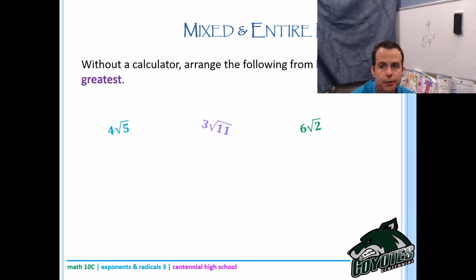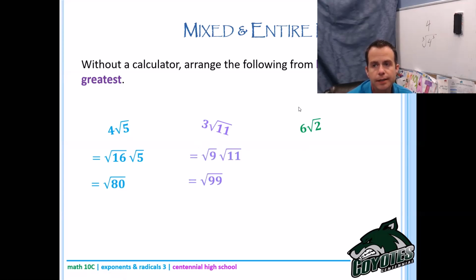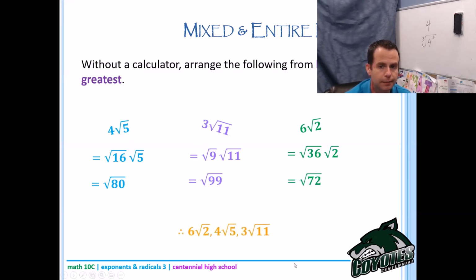So let's do that. 4 is root 16, so that's 16 times 5, which is root 80. 3 would be root 9, so that's 9 times 11, which is 99. And 6 would be root 36. 36 times 2 is 72. So now, very clearly, I can see it's going to have to go 6 root 2 first, then 4 root 5, then 3 root 11. Okay. Awesome.